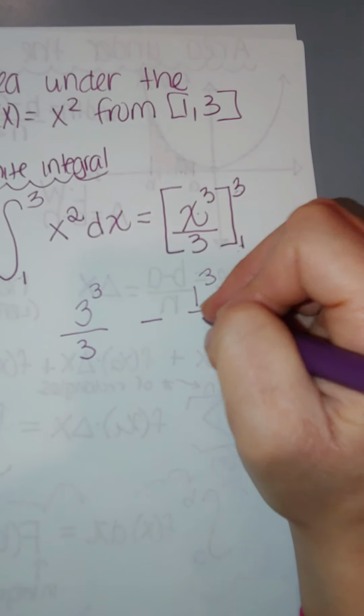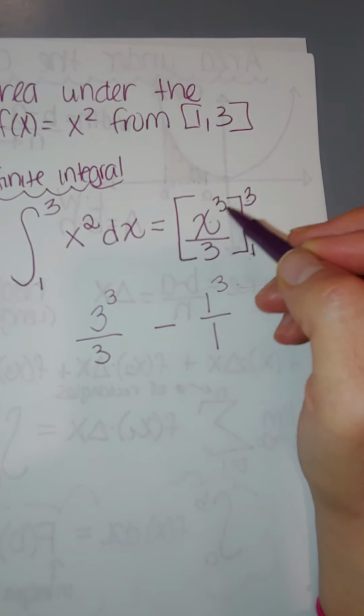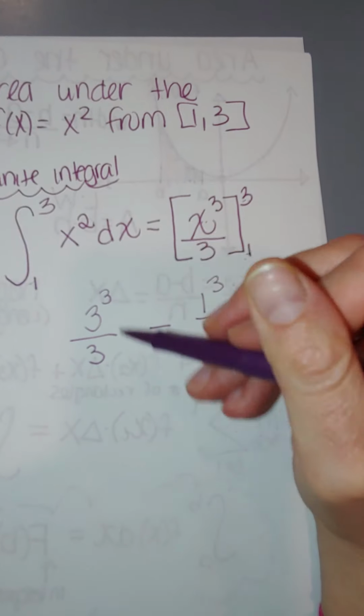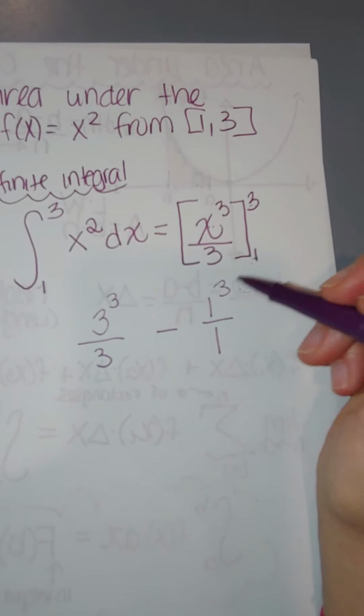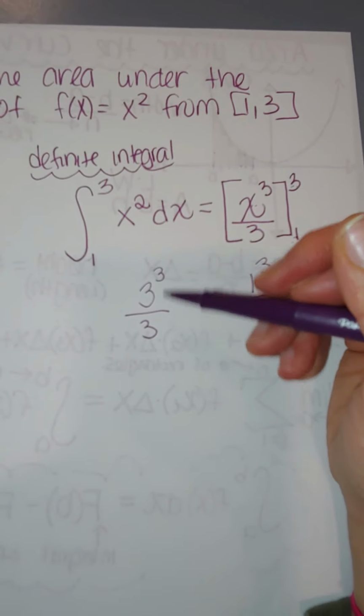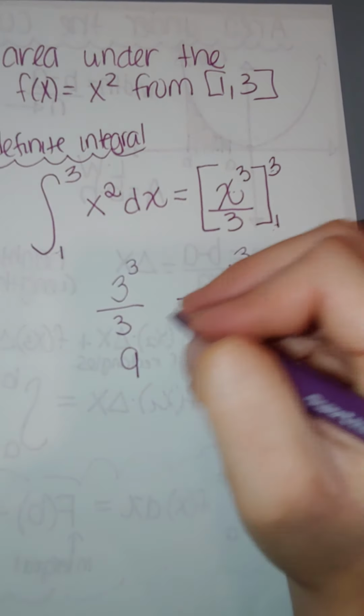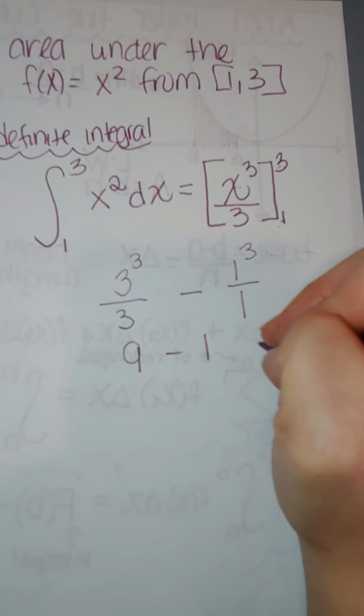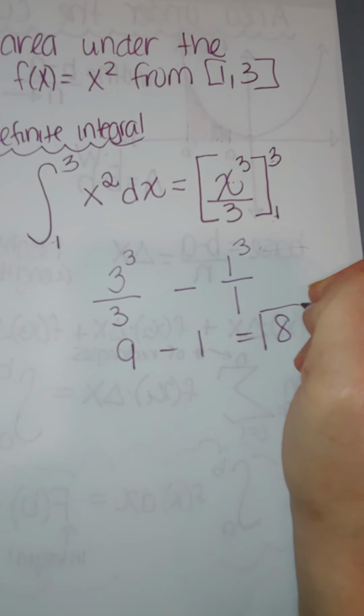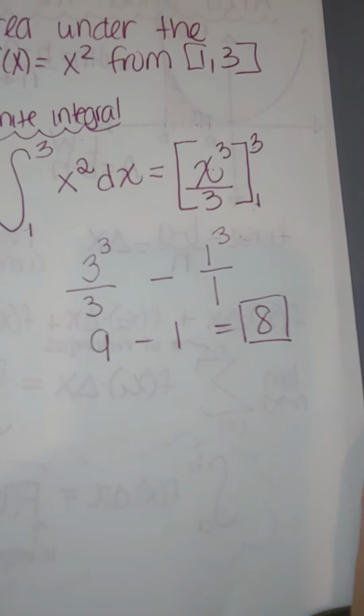1 to the third over 3. So I just put 3 in here. I put 1 in here. And now I'm going to evaluate. So 27 over 3 is 9. 9 minus 1 third. So the area under the curve is 8 and two thirds.